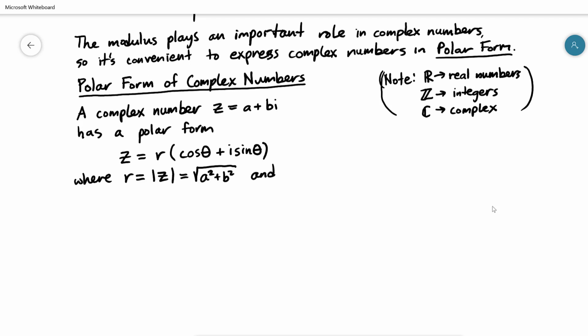And theta is defined in a similar way that we did when we did polar equations. Tangent of theta was equal to y over x. In this case, that's b over a. So essentially it is the angle to the point that we're looking at from the real axis. So we'll do an example in just a minute.